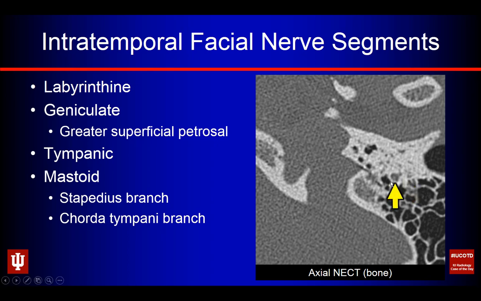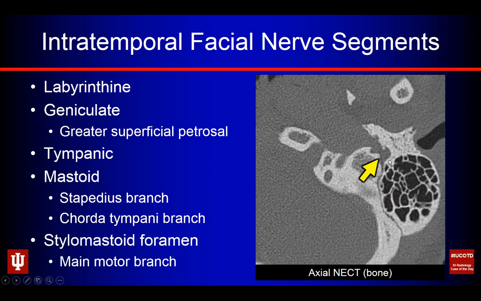And then again, here's our main descending facial nerve canal, and we get all the way down to the stylomastoid foramen, where we have our mastoid tip and our styloid process coming out anteriorly. That's our stylomastoid foramen. That's where the main motor branches of 7 exit the skull base and head into the parotid space.